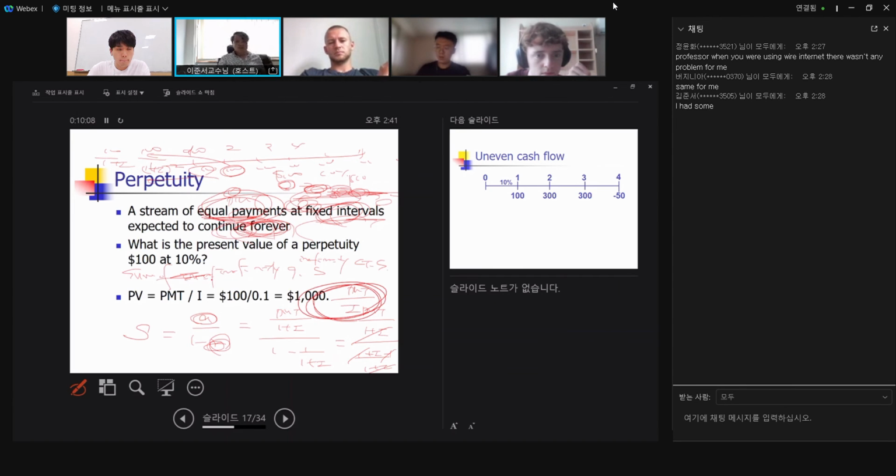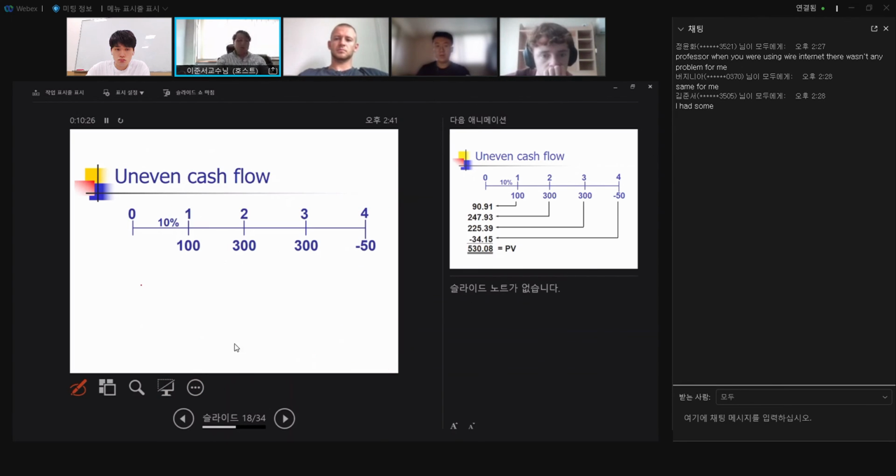So if we receive $100 forever, and the interest rate is 10%, then the value of this kind of cash flow stream is going to be $1,000. Okay, that's perpetuity. And the third topic is uneven cash flow.